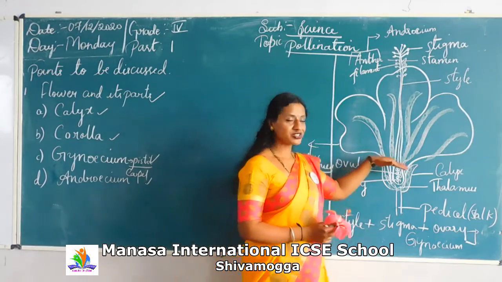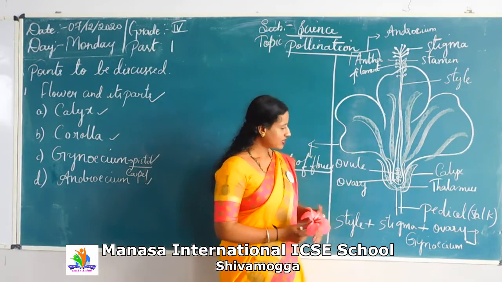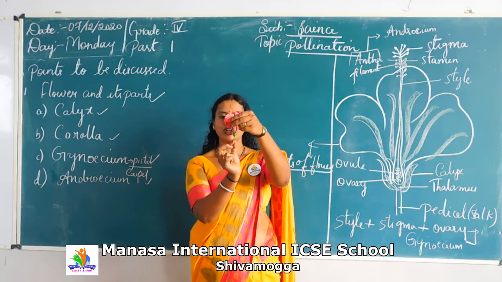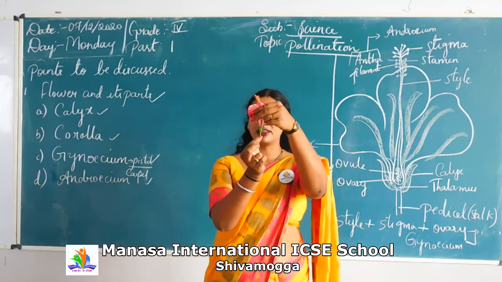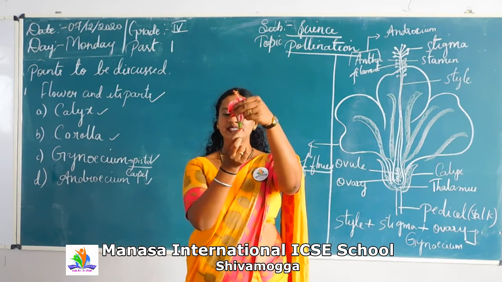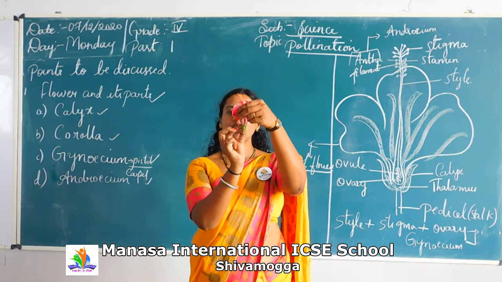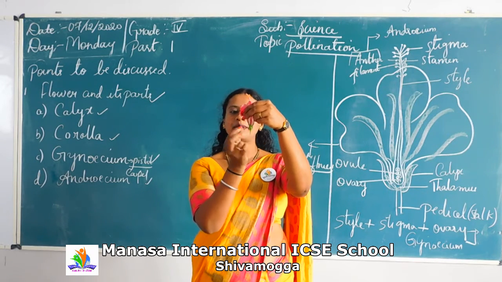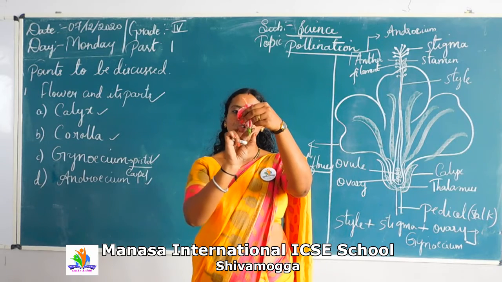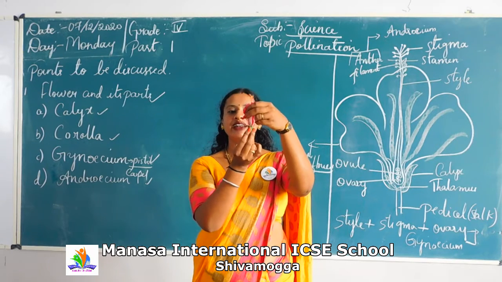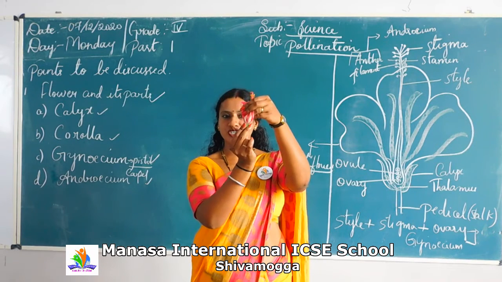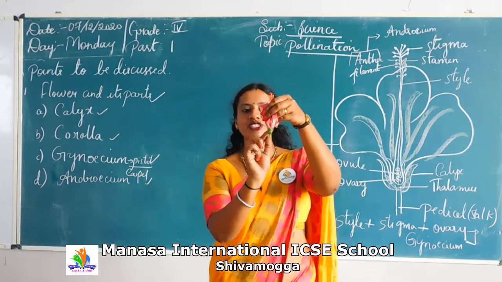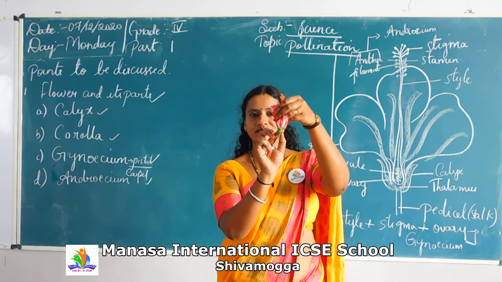Just concentrate on the diagram here. The green stalk is known as the pedicel. Right? This is the pedicel. And the next layer, the single units, are called sepals. These are called sepals. And the complete cap-like structure is called the calyx. These are called the calyx.